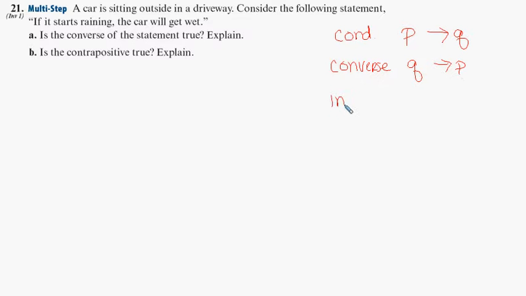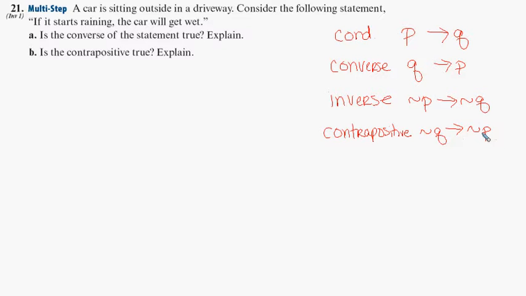Well, then you can have the inverse. You can write the inverse of a statement. And the inverse of a statement is, if not P, then not Q. Notice that's just the negation of the original conditional. And then we have the contrapositive. The contrapositive is when you've got if not Q, then not P.